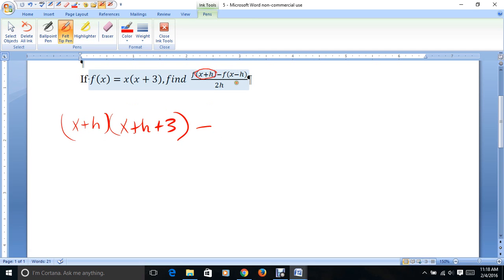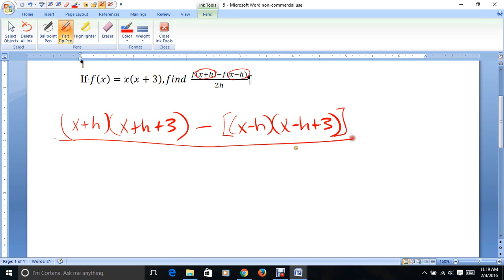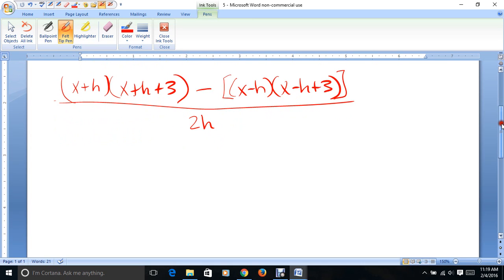Now I'm going to plug in x minus h into the function. So wherever I see an x, instead I'm going to put x minus h. All right, so this is x minus h times x minus h plus 3. And I'm dividing the whole thing by 2h. Now I just have to multiply it all out and make sure I don't make any mistakes doing that.